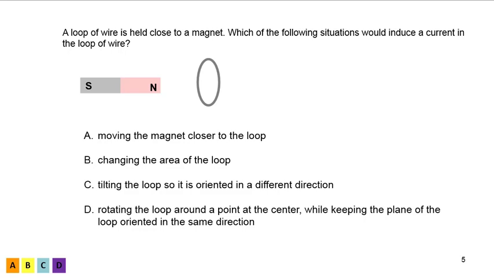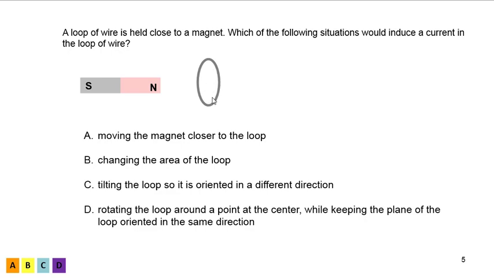So since we're considering when we will find an induced current, let's look at this example and try to figure out which of these cases, and there might be more than one answer, will give us an induced current going through that loop of wire. So press pause, read through this, take some time to think about it, and choose all the answers that you think might apply.